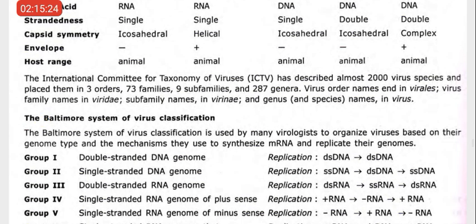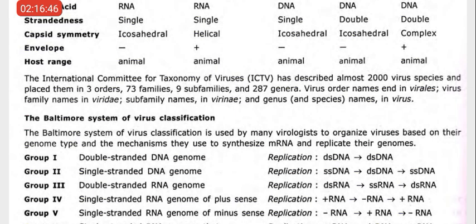The International Committee on Taxonomy of Viruses, ICTV, has described almost 2,000 virus species and placed them in 3 orders, 73 families, 9 subfamilies, 287 genera. Virus order names end in virus. Family, subfamily, and genus names end in viridae, virinae, and virus.